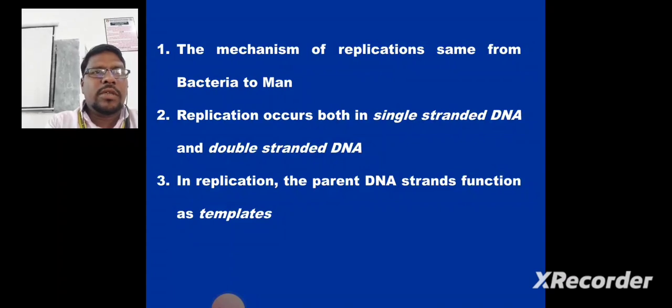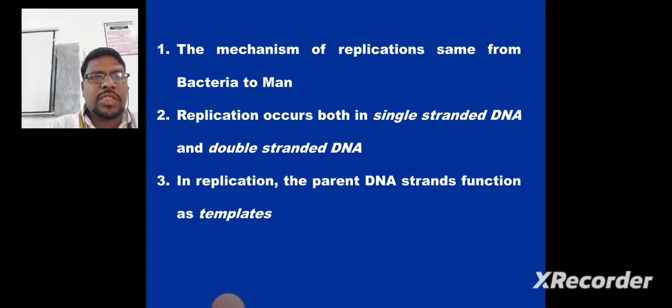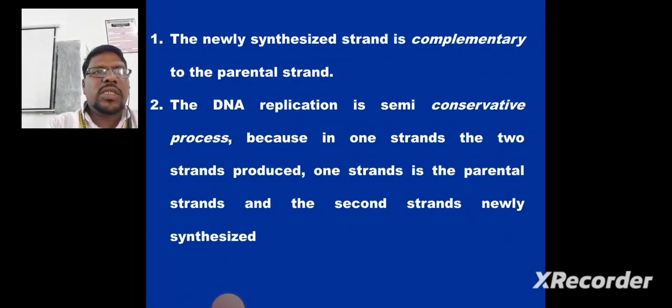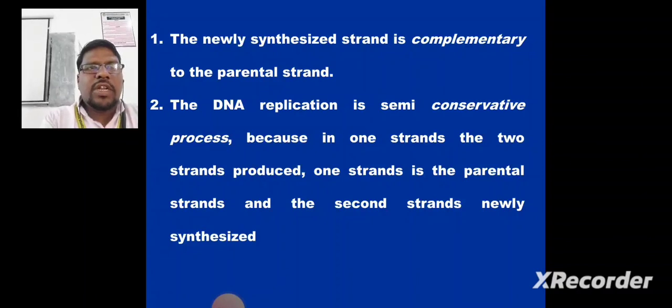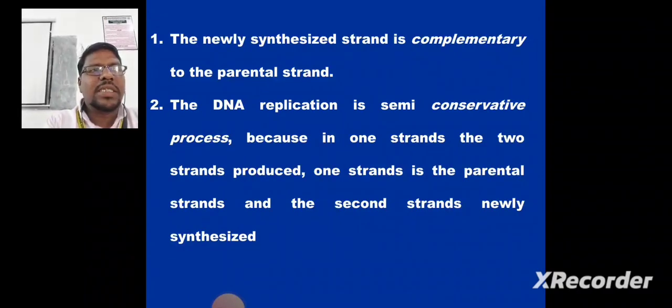Replication occurs in single-stranded and double-stranded DNA. In replication, the parent strands function as a template. Newly synthesized strands are complementary to the parental strands. DNA replication is a semi-conservative process because in one DNA, two strands are produced. One strand is a parental strand and the other strand is a newly synthesized strand.